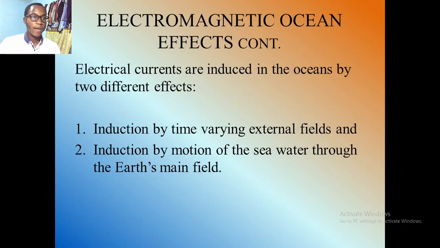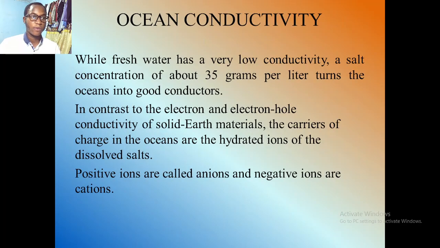So electrical currents are induced in the ocean by two different effects. One is by induction by time varying external fields, and two is by induction by motion of the seawater through the Earth's main field. So let's talk about ocean conductivity. So while the freshwater has a very low conductivity, a salt concentration of about 35 grams per liter turns the ocean into a very good conductor.